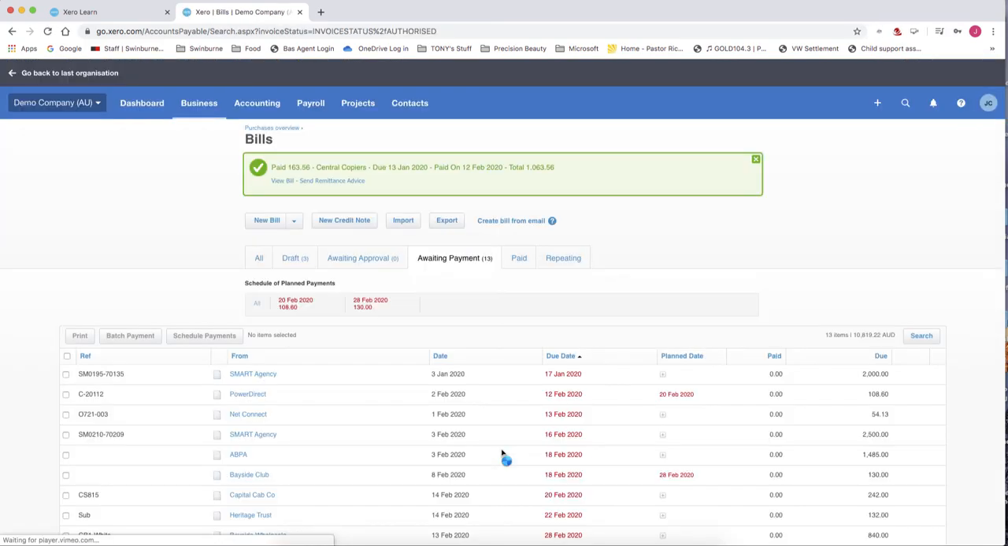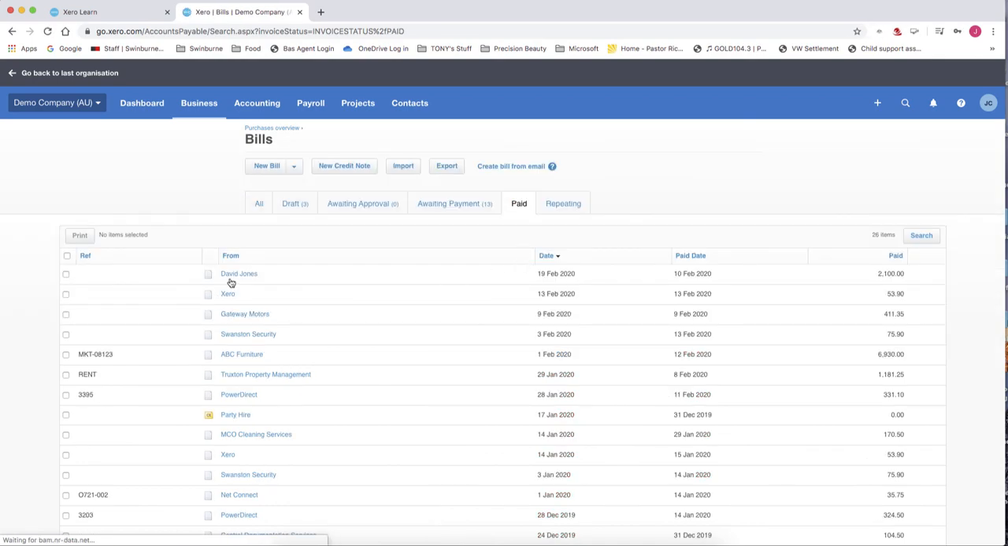As simple as that. If we were to select our paid ones, then those ones that we've just paid, David Jones and the Xero one, are both now showing as paid, and that's it.